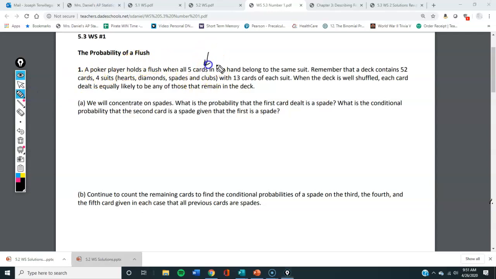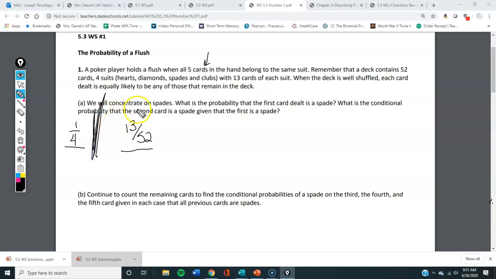So a poker player, a flush is when you have all 5 of the same suit, right? 5 hearts, 5 clubs, 5 spades. There's 13 of each of those in a deck of cards. You don't play with a joker because that'd be silly. So what's the probability that the first card dealt is a spade? Well, there's 13 spades and 52 cards, right? Or you could also think about it as 1/4, because a quarter of the cards are spades.